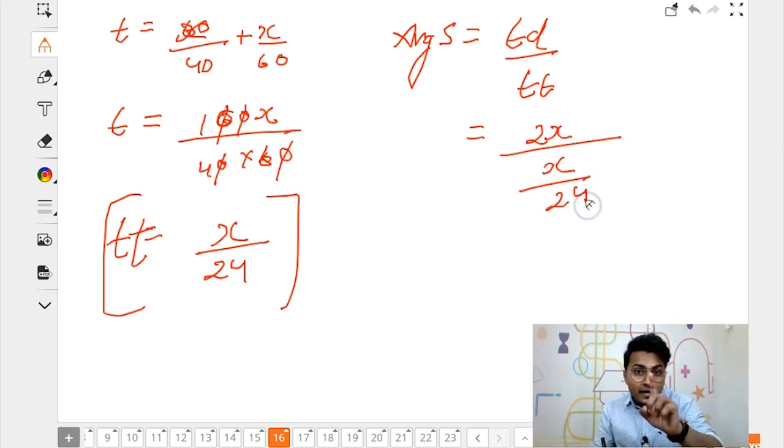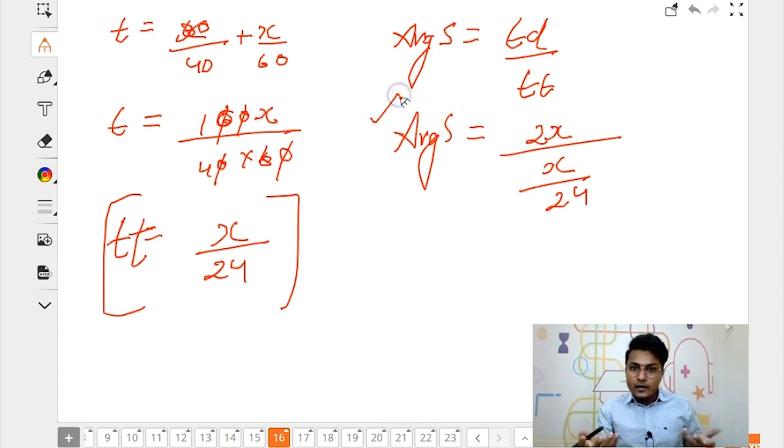Now if you notice very clearly, in this scenario, I have two variables. Average speed I don't know, which we are trying to find out. Distance also we didn't know. That also we needed to find. But ultimately, the moment we reached here, the distance concept cancels out by itself from the formula. X cancels out, numerator, denominator.